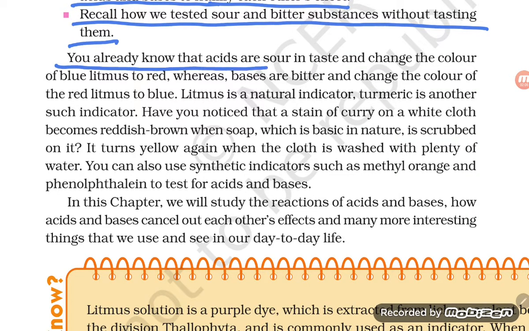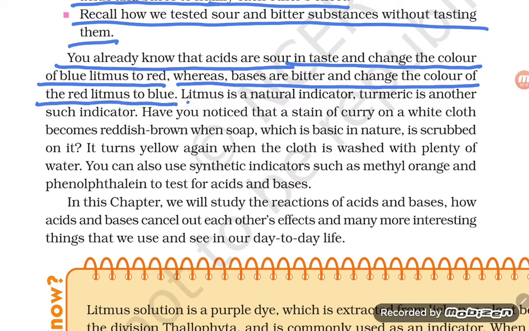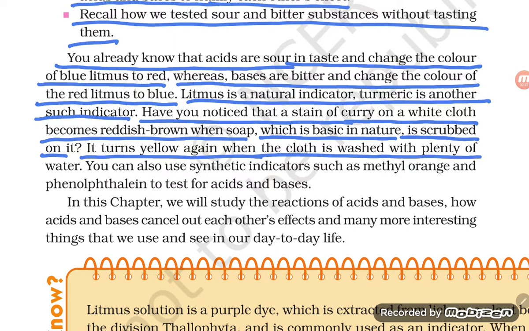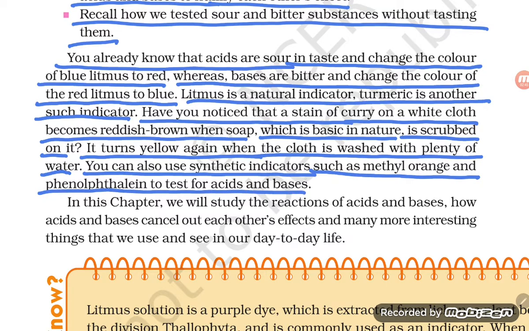You already know that acids are sour in taste and change the color of blue litmus to red, whereas bases are bitter and change the color of red litmus to blue. Litmus is a natural indicator, and turmeric is another such indicator. Have you noticed that a stain of curry on white clothes becomes reddish brown when soap, which is basic in nature, is scrubbed on it? It turns yellow again when the cloth is washed with plenty of water. You can also use synthetic indicators such as methyl orange and phenolphthalein to test acids and bases.